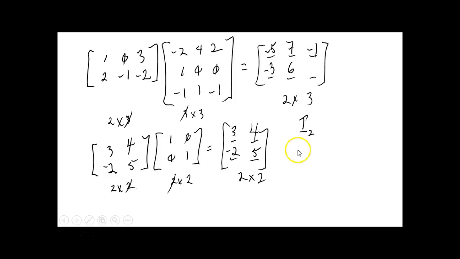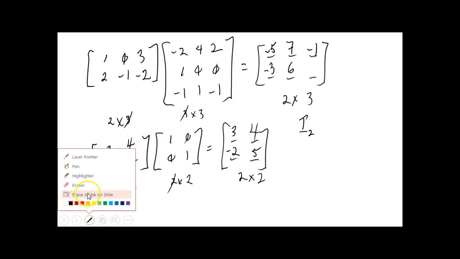Let's move on to letter C. Okay. So we're going there. Now, C is 1, 2, 1, 1, negative 1, 2, 1, negative 1.